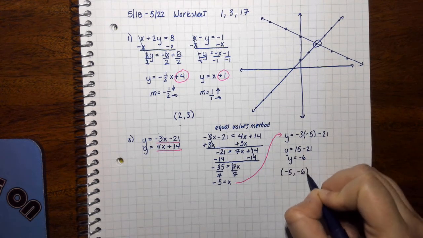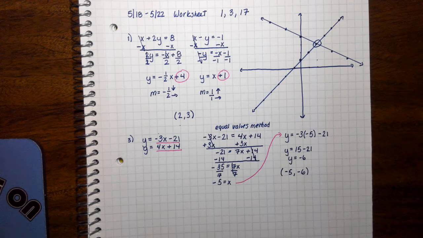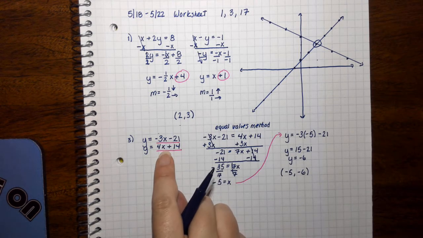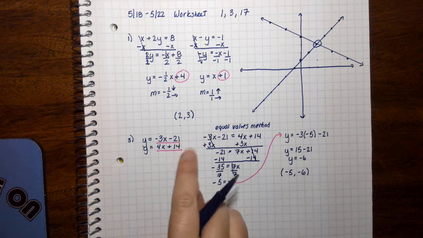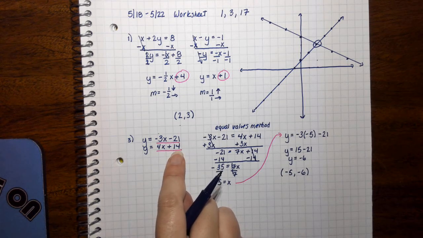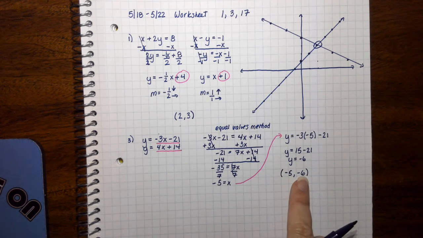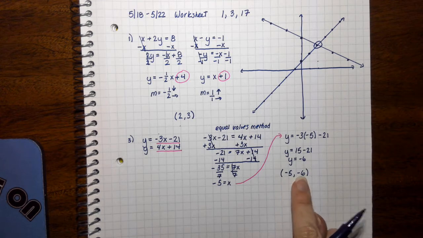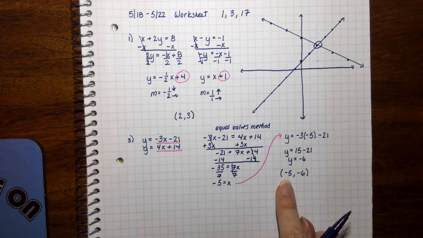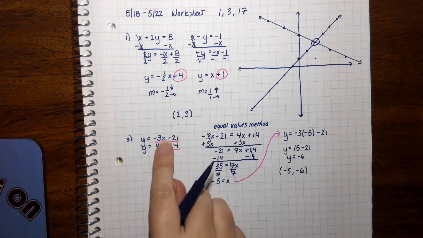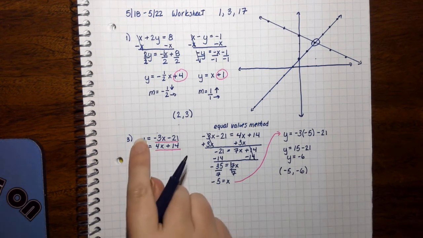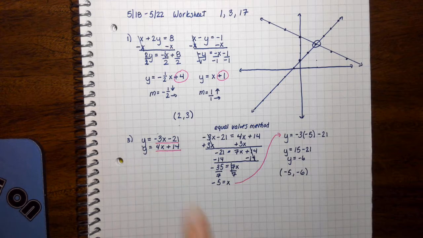But what I want you to notice is that they're doing the same thing. If I had graphed these two lines, which I don't want to do because that one's down 21 and that one's up 14 for sure, the two lines would have a point of intersection, or they would cross at -5, -6. Also, this is a solution to the system, which means that if I plug -5 in for these x's and -6 in for these y's, both of these equations will be true.